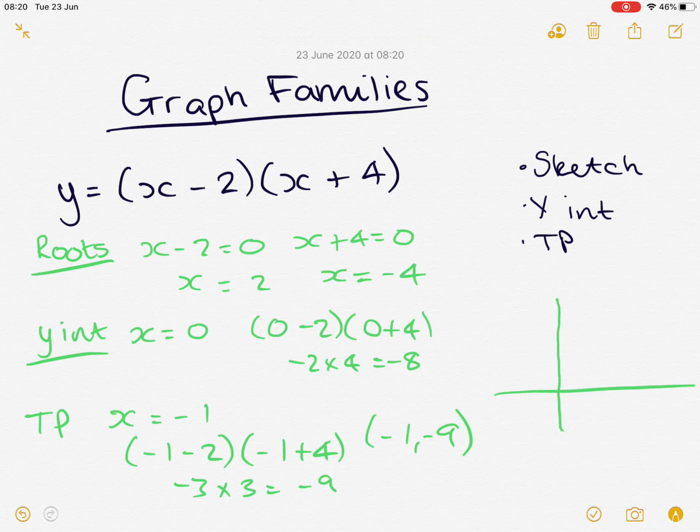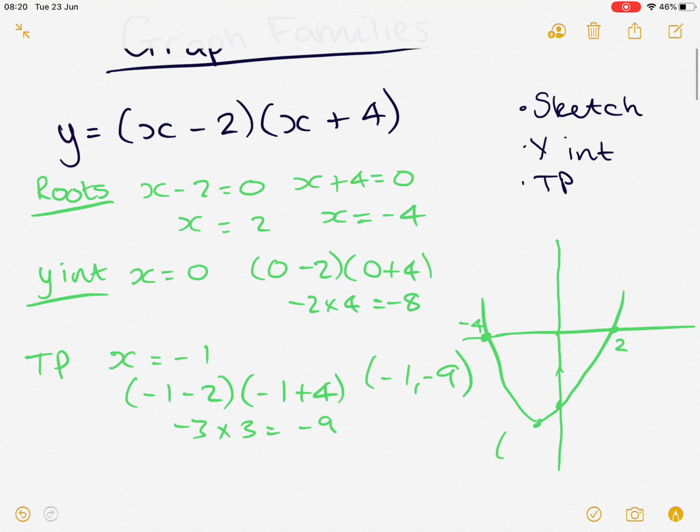So negative 4, 2, negative 1, negative 9. And that's your negative 8. Okay, so that is what we'd look at.